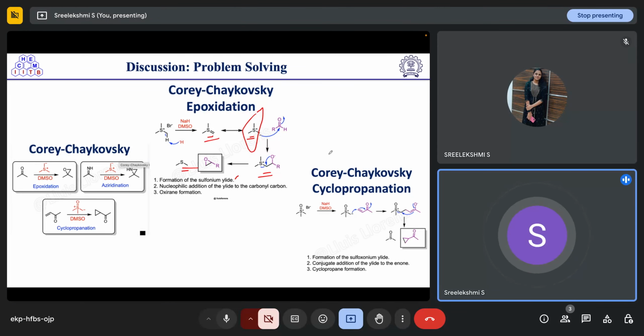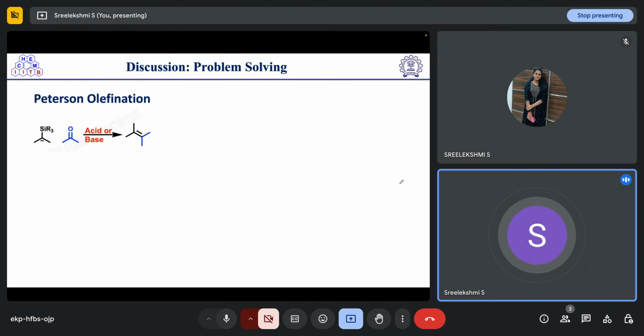Okay, so that was the reactions about these sulfur ylides basically. Now moving on to another reaction which is about the silicon containing reagents. So that is Peterson olefination.